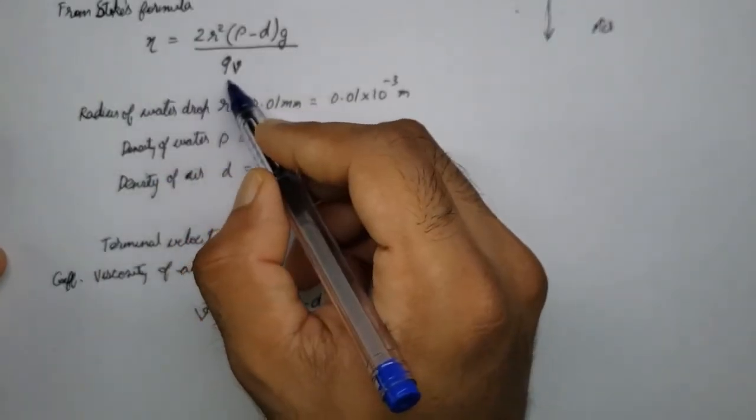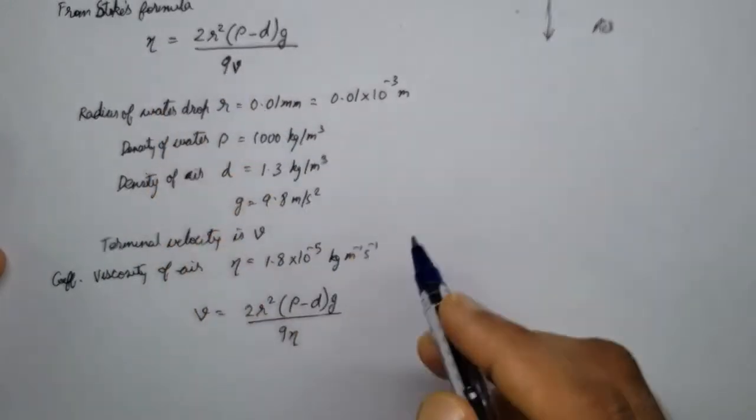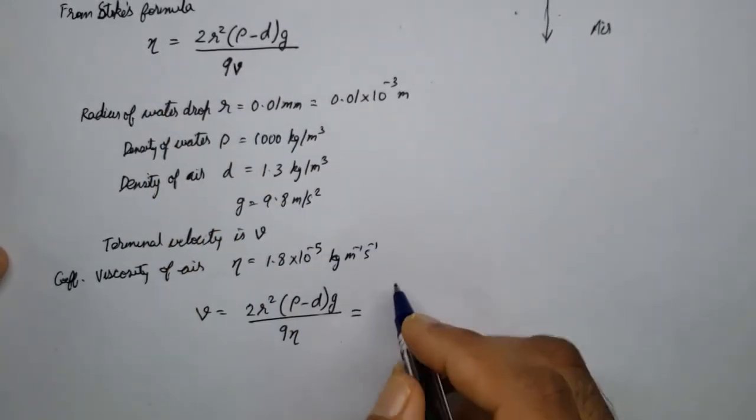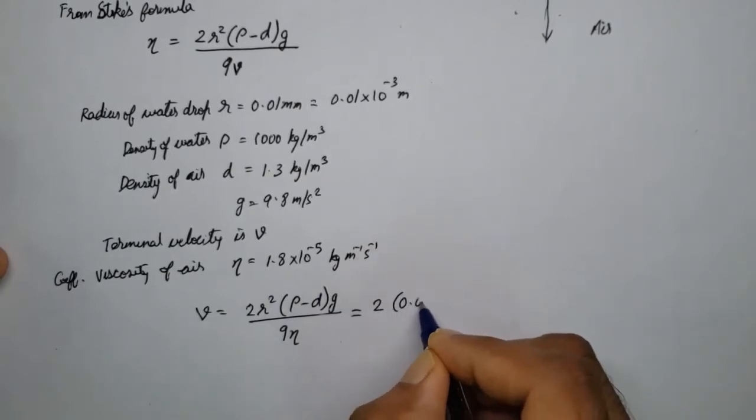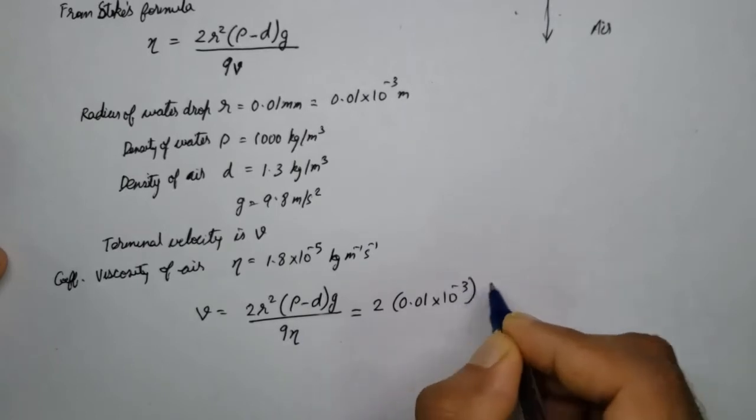Rearrange this equation, v on this side and eta we are taking to the denominator. Then we substitute the values, and we have 0.1 into 10 power minus 3 whole square.